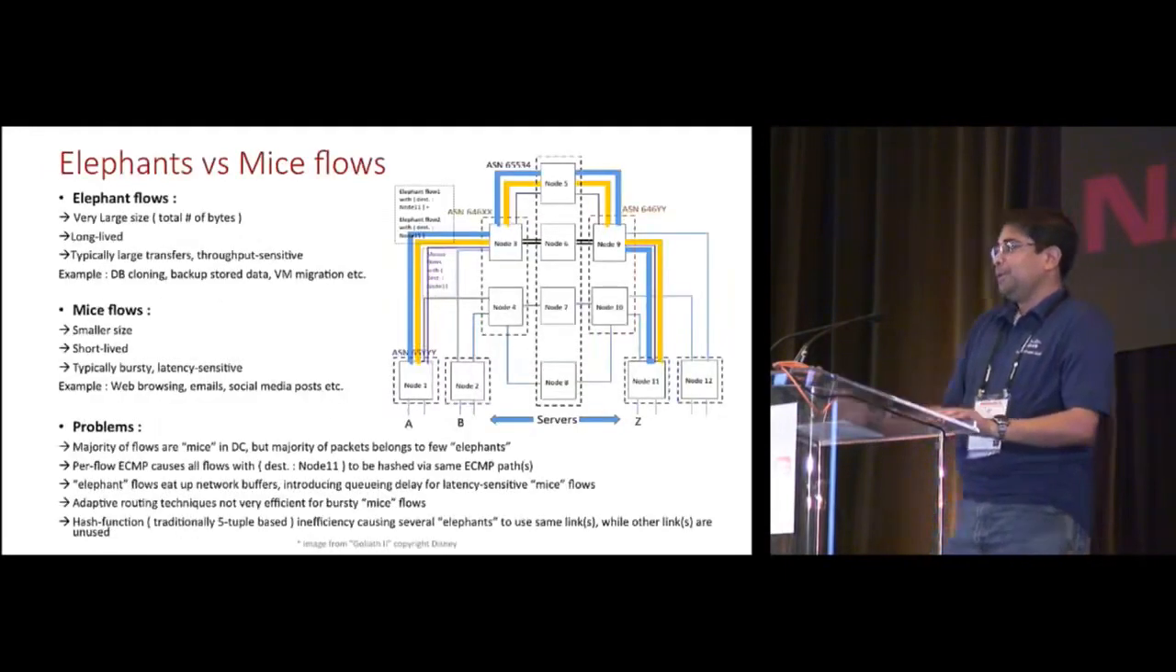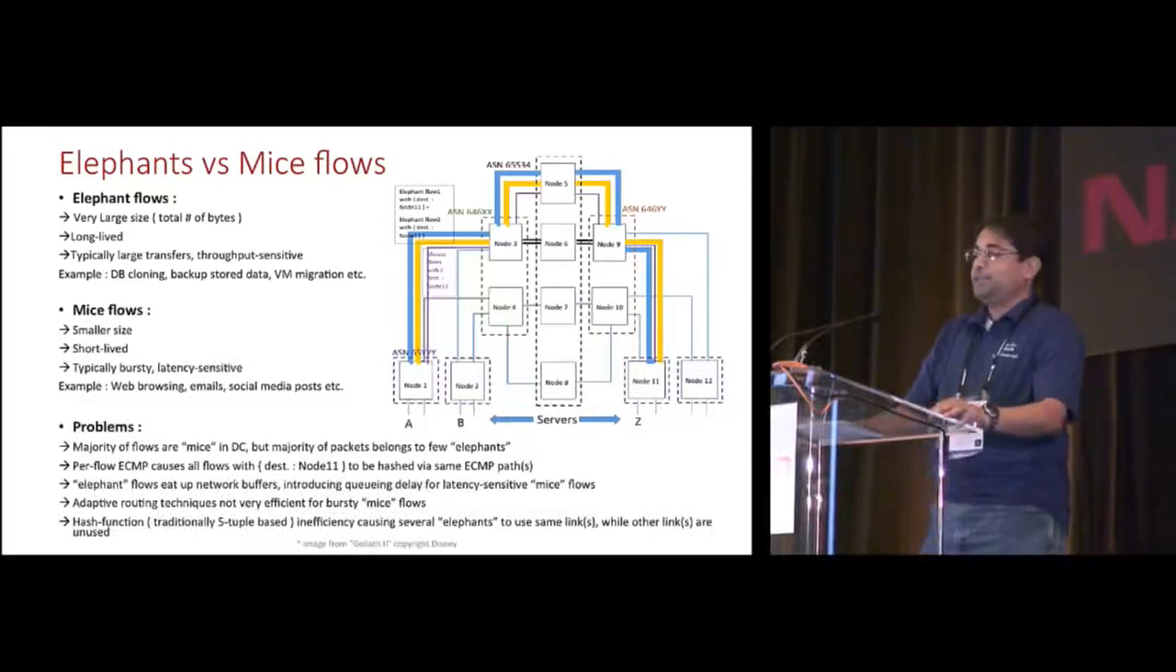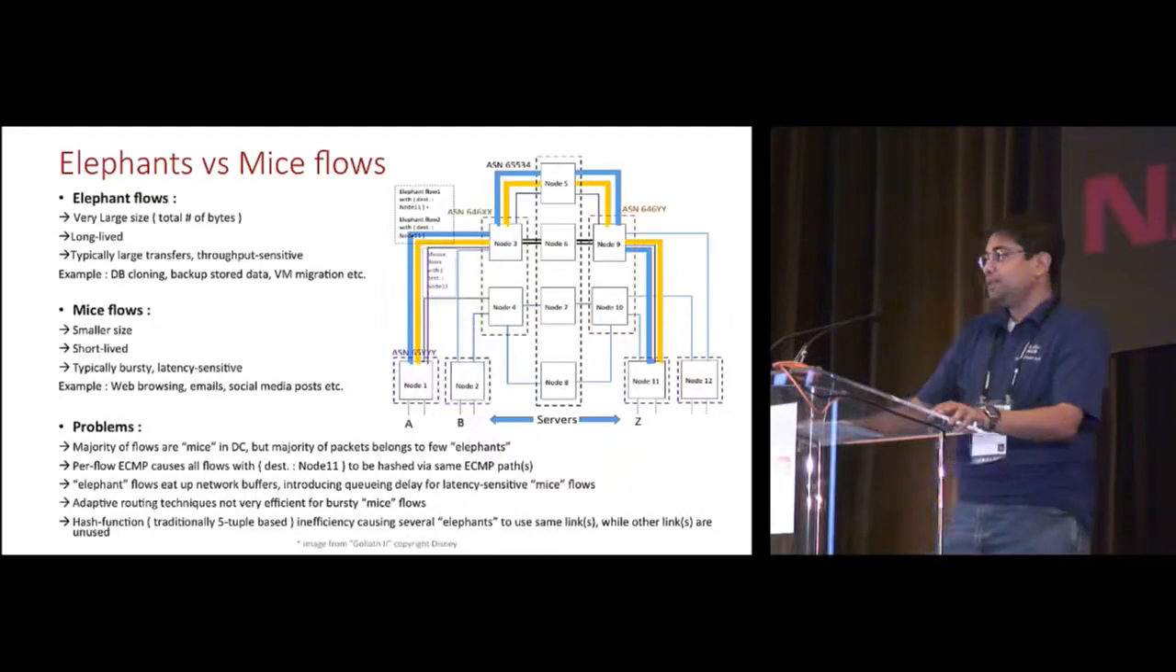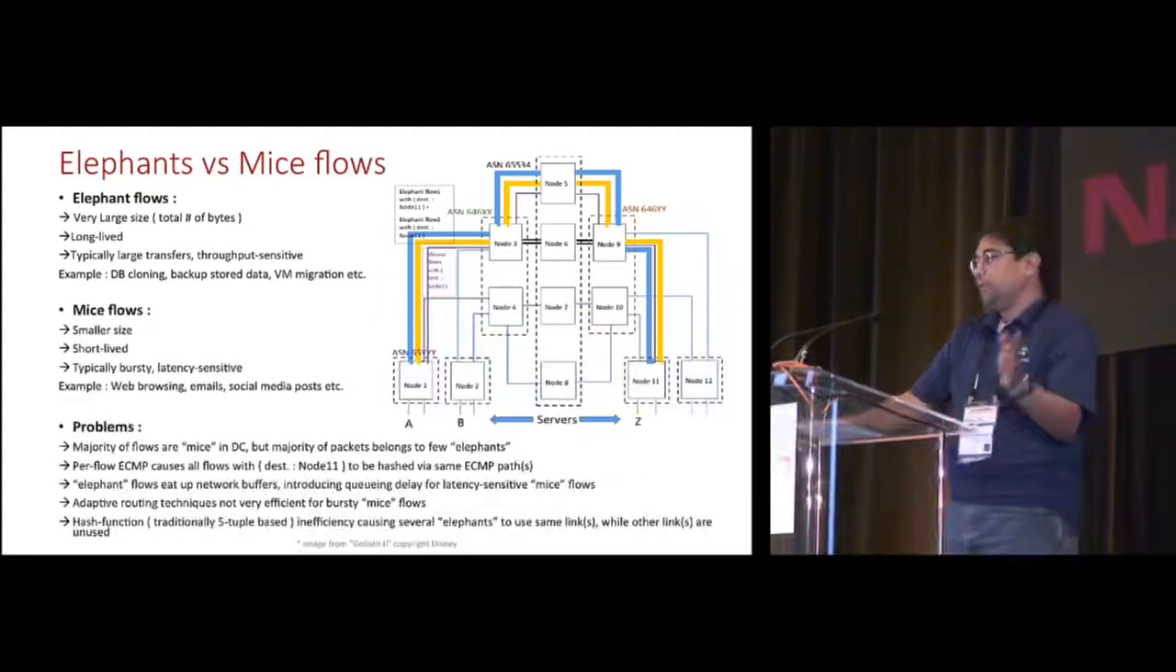So this is a little bit about the elephant versus mice flows. Elephant flows are essentially very large, very long-lived, huge data transfers. They are very throughput sensitive, and they don't care much about latency, as is obvious. Typical examples are database cloning, backing up stored data from one place to another, and of course the VM migration, which we talked about earlier.